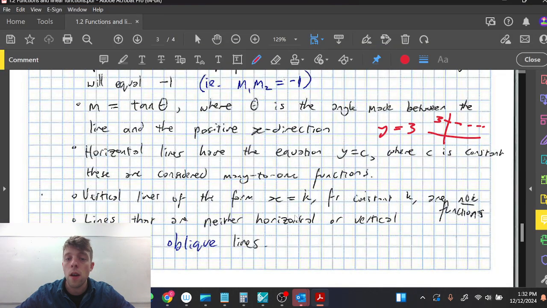Now, if a line is neither horizontal nor vertical, it is called oblique. This is a word that you might see. All you need to know is oblique just means it's not horizontal, not vertical. So it's just any other line, like that one, for example. That's an oblique line.